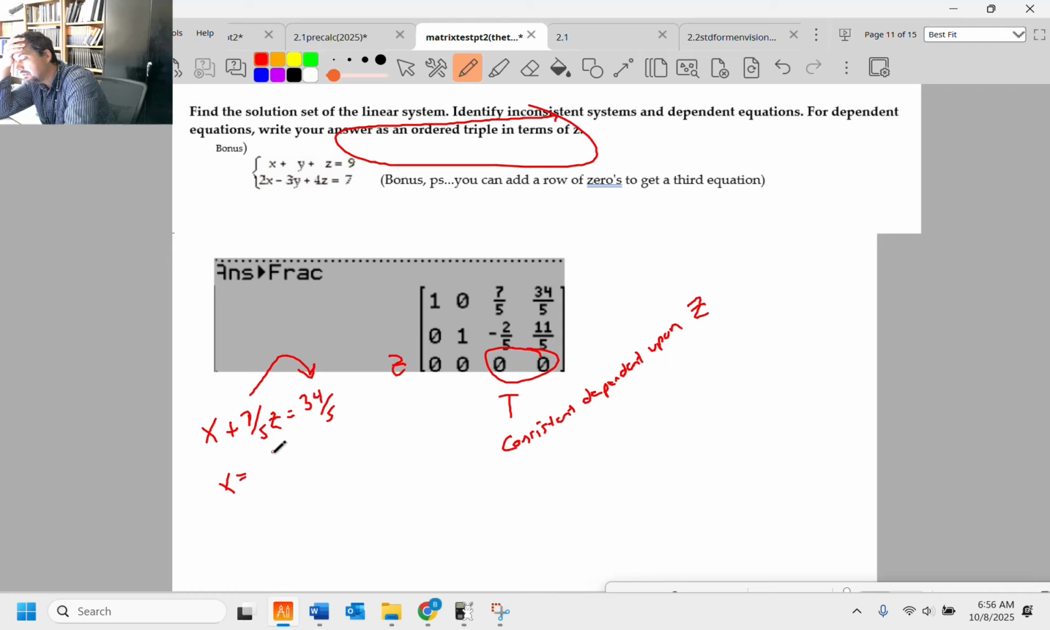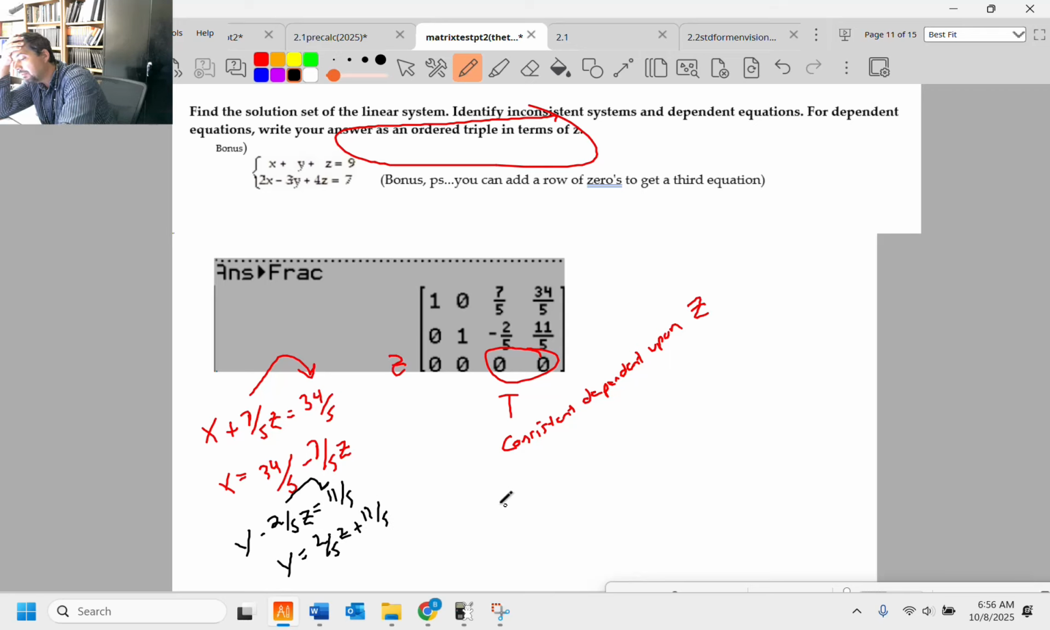So x is going to be 34/5 minus 7/5 of z. You can do the same thing for the y line. Y minus 2/5 of z is equal to 11/5. We're going to swap over. We're going to add 2/5 of z to both sides because the opposite of subtraction is addition.